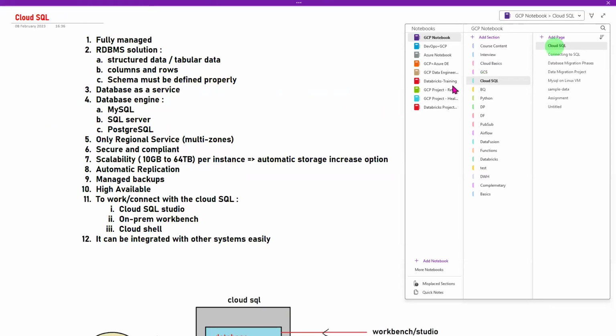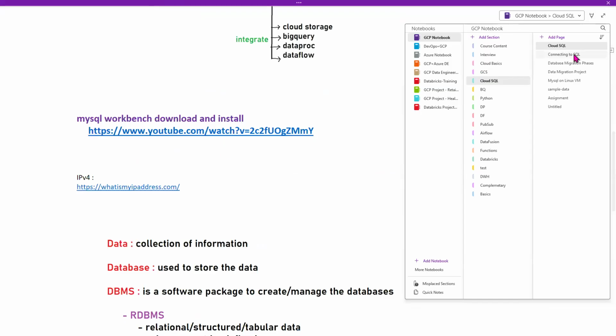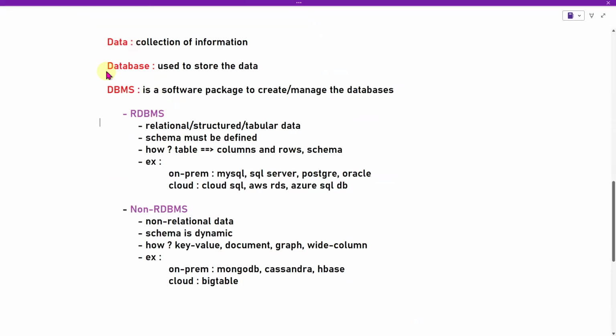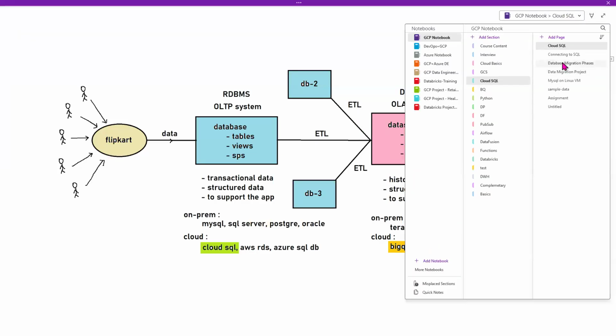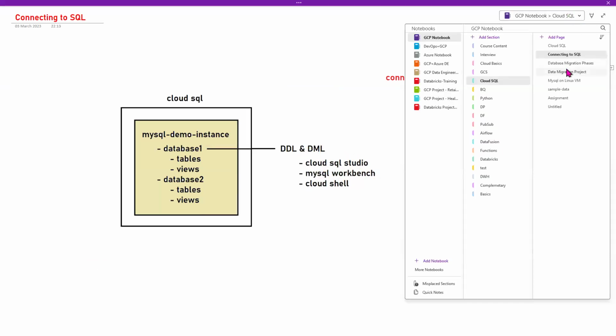And the Cloud SQL. What is Cloud SQL? Cloud SQL high-level architecture. And what is data? What is a database? What is a data warehouse? Sorry, what is data, a database, and a database management system? RDBMS, non-RDBMS, and a real-time example of what happens when we need an RDBMS. What is a data warehouse? What is the difference between them? And then connecting to Cloud SQL for doing DDL and DML operations, Cloud SQL Studio, Workbench, and all of those things.